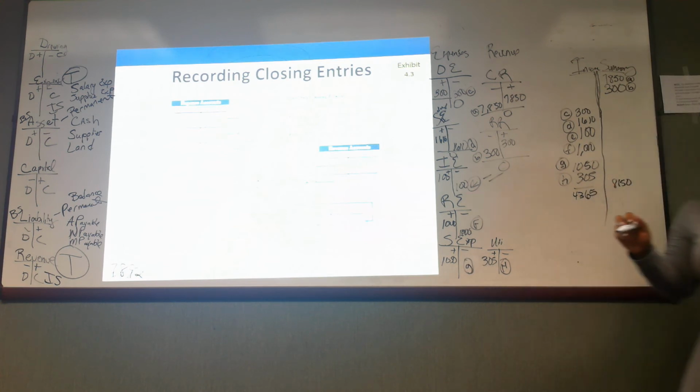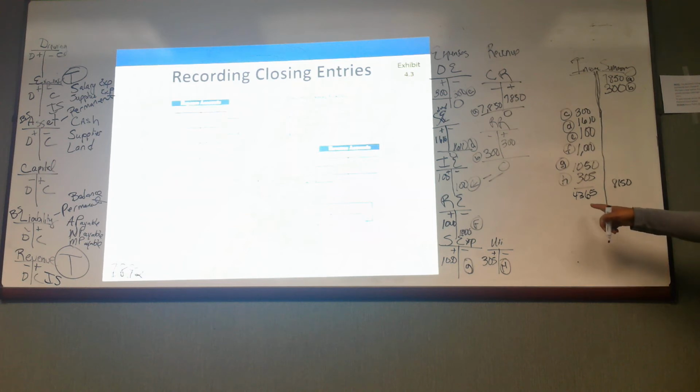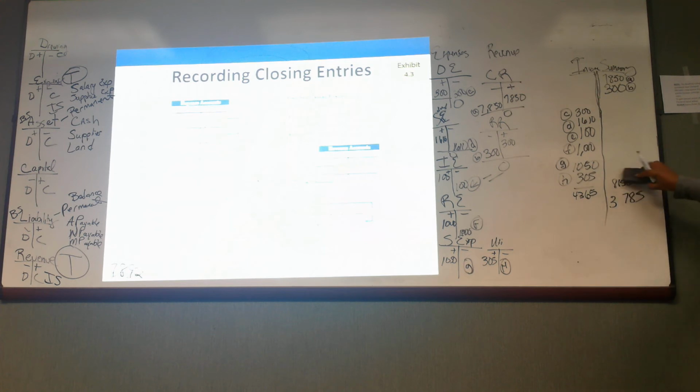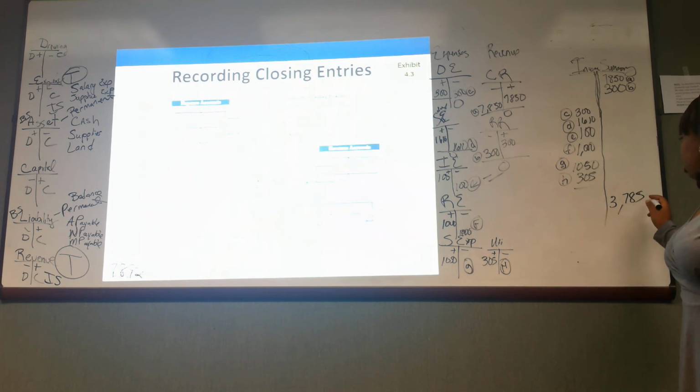So, 8150 minus 4365, 3785. Okay. So this side is bigger than this side, so the balance goes here, 3785. Okay. So I just wrote these there temporarily so I knew what the numbers were. But this side was bigger than this side, so this is gonna be the side that it sits on. So basically this means that we made $3,785. Okay, so this is our net income.